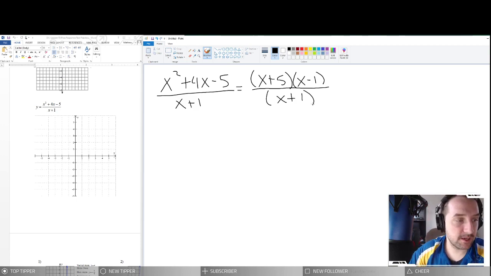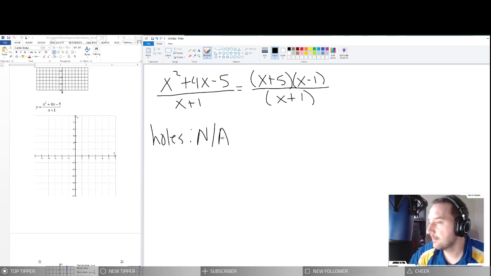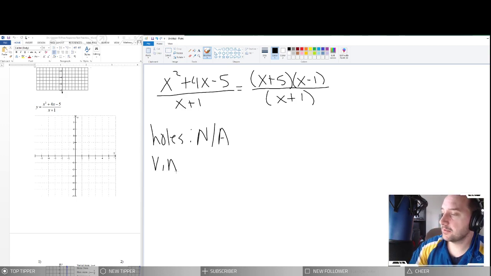So nothing cancels out. So in terms of holes or points of discontinuity, that's not applicable. My vertical asymptote: in the denominator, if I set that equal to 0, I get x equals negative 1.